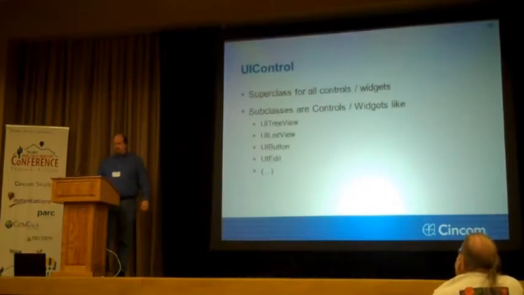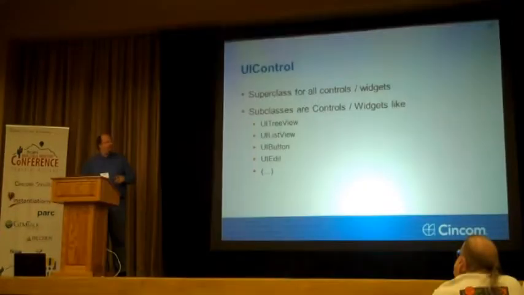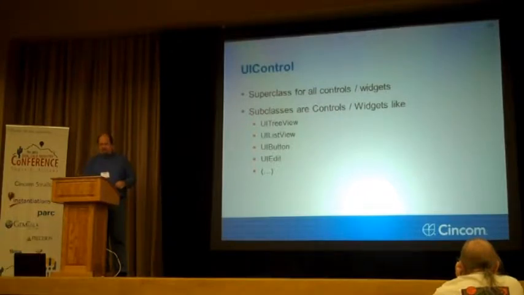The UI control, as I said, is the superclass for all controls and widgets throughout the entire system. Some of those classes are the tree view, list view, button, edit control, but there are actually many more. During the video you will see that when I scroll through the test class, for every class we have implemented a test script basically. You see that there are actually 100 if not more of those classes, of those widgets available to you.